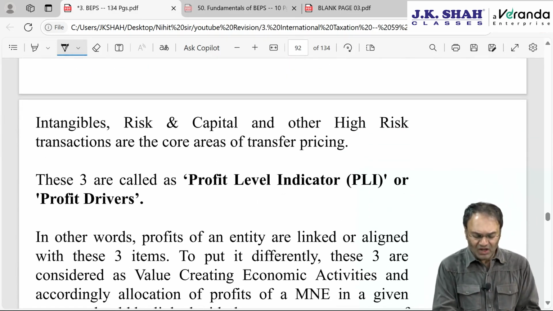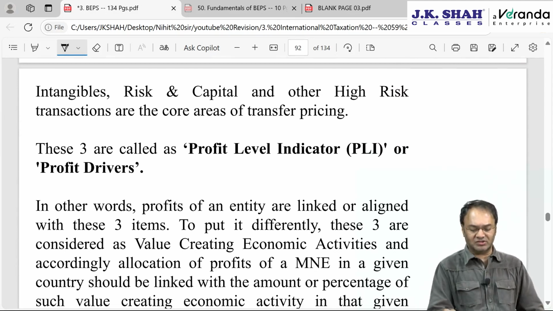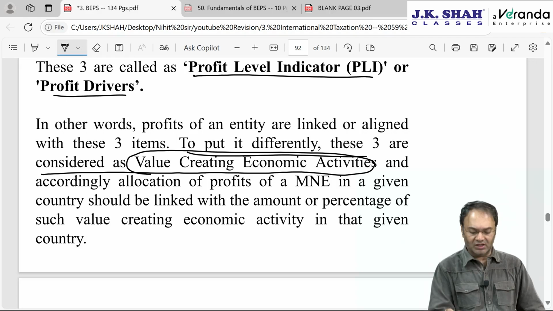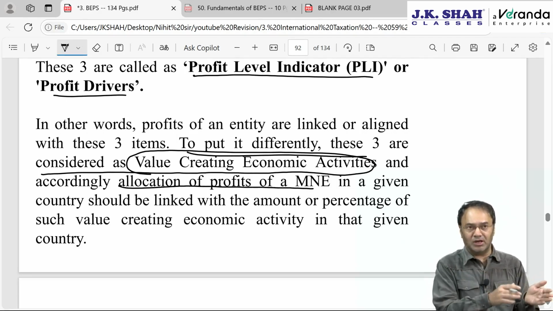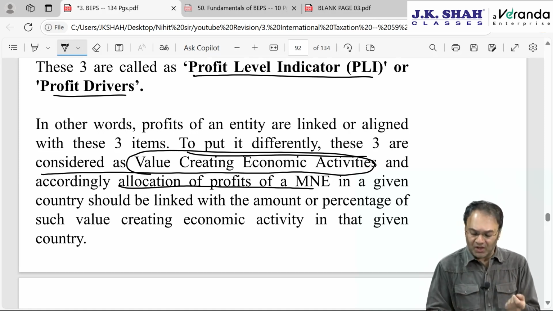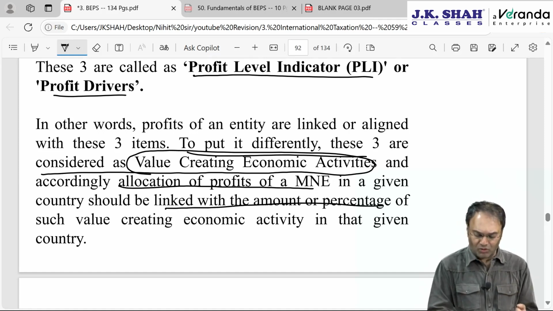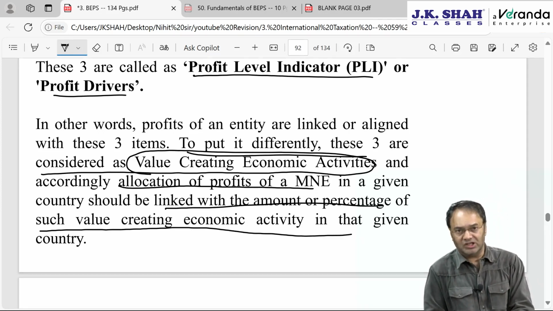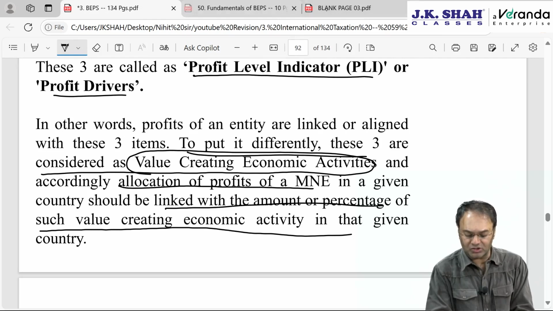So intangibles, risk and capital are the high risk transactions, the core areas of transfer pricing. They are also called profit level indicators or profit drivers. To put it differently, these three are considered value creating economic activity, and accordingly allocation of profit to a particular part of the multinational enterprise will very much depend upon in which country the intangible asset is located or where it was generated. In a given country, profit should be linked with the amount or percentage of such value creating economic activity. Now what exactly do multinational companies do to evade tax?